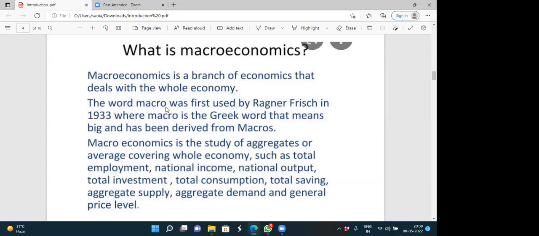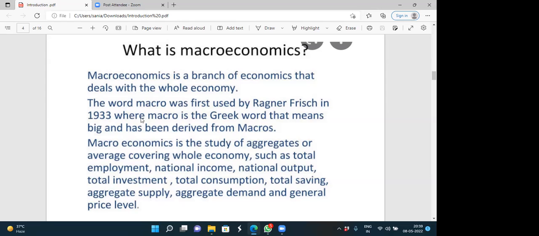Next part is the word macro was first used by Ragnar Frisch in 1933. It's not compulsory that everyone will remember the year, but what you can remember is the word macro was first used by Ragnar. Ragnar is also fine. If you are not remembering the whole name, it's fine. So the macro word was given by Ragnar. If you are remembering the name and the year, you can go for it. But if you are not remembering, that's also fine.